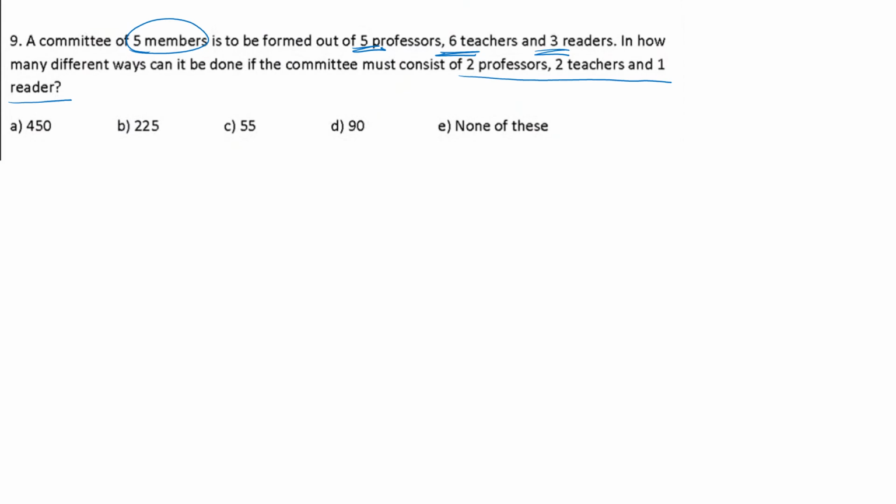Okay, so now if you see, how many members do you have to select? 5 members. How many professors do you have to select? 2 professors, 2 teachers and 1 reader. So if you add 2 plus 2 plus 1, it will give you 5. So it means that the 5 members are here. And now since you have to select the professors from the professors, how many professors are there? 5 professors. You have to select 2 professors.